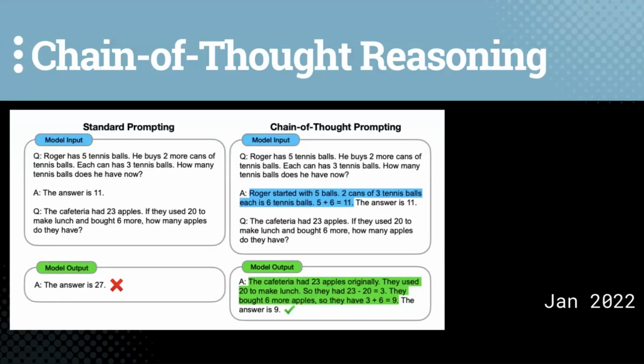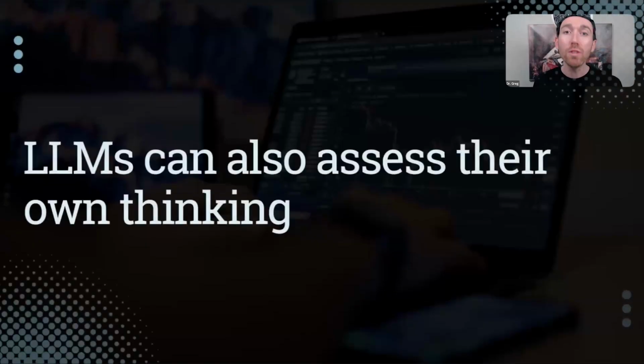Then you call on Susie and you ask, Susie, how'd you get your answer? And Susie's like, well, we had 23 apples over here, and if we use 20 and then bought 6 more. If you think it through, that student is going to do better than that student. It's the same with LLMs. And it's the same with giving instructions to humans as with models, as we have continued to see throughout this course. And there's also this idea that LLMs can assess their own thinking.